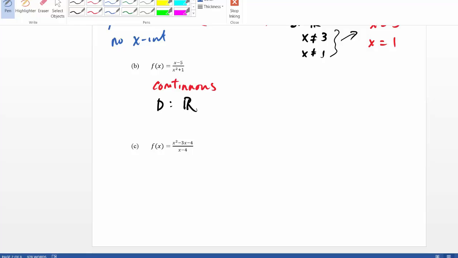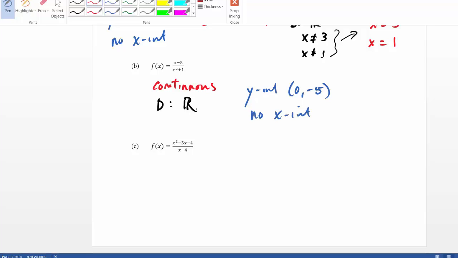And again, if we were to either plug in zeros or graph the function, you would see that we have a y-intercept of (0, -5), and that there is no x-intercept. Alright, so that one was rather easy. If you notice, anytime we have a continuous function, it's a little bit more straightforward.